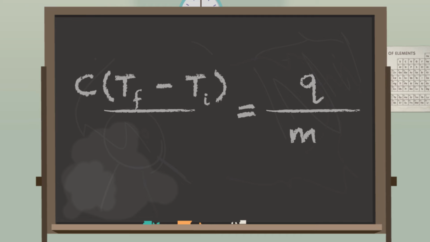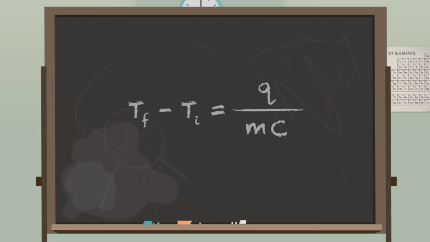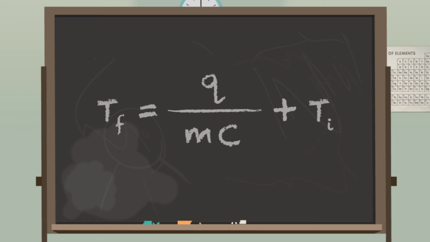Let's divide both sides by heat capacity. And now we can take off the parentheses because there's nothing else multiplying or dividing that expression. Almost there. Add the initial temperature to both sides, and we've got it. An expression that will give us the final temperature no matter how much heat we apply, what material we choose, or what the initial temperature is.